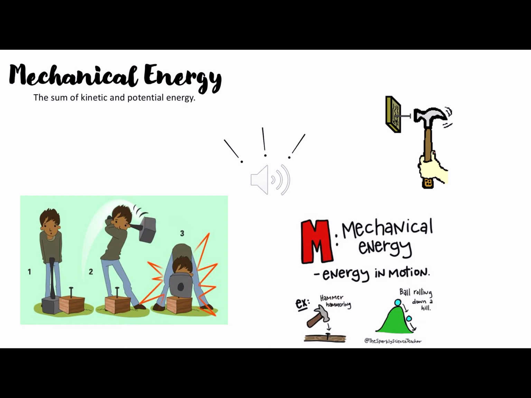Mechanical energy is energy that can be used to do work. This energy is defined as the sum of kinetic and potential energy. An example is an elevator, a car, or a hammer in motion.